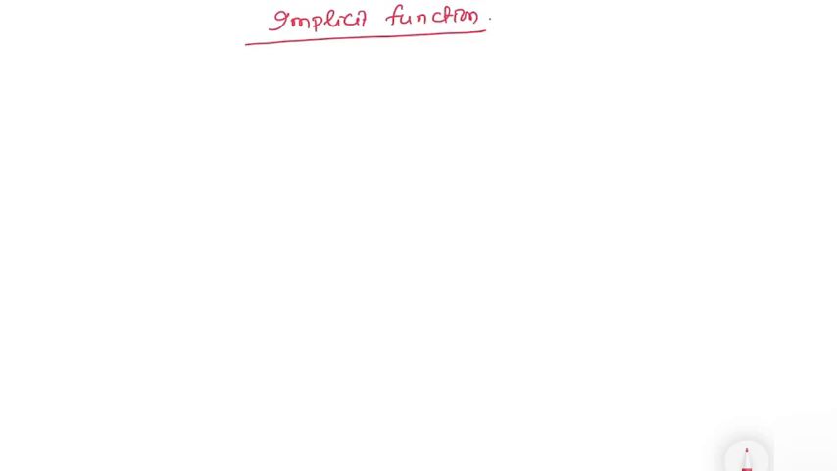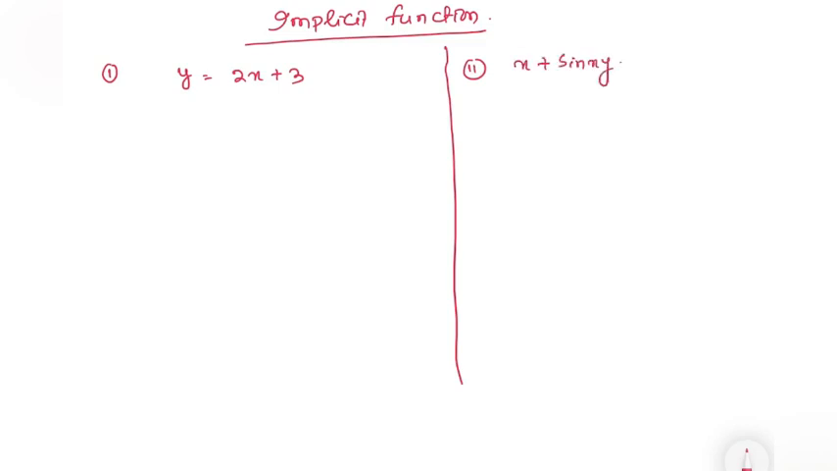Right. So to start with this concept, I have two examples in front of you. Here we will discuss what exactly implicit functions are. The first equation is y is equal to 2x plus 3, and the second equation is x plus sin xy minus y is equal to 0.